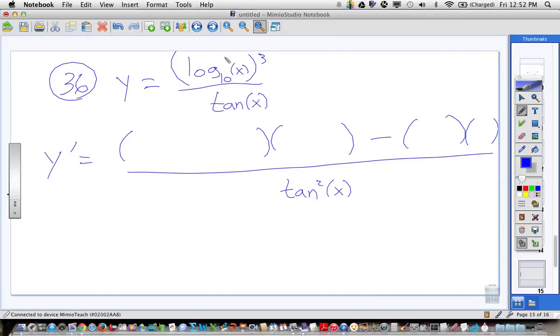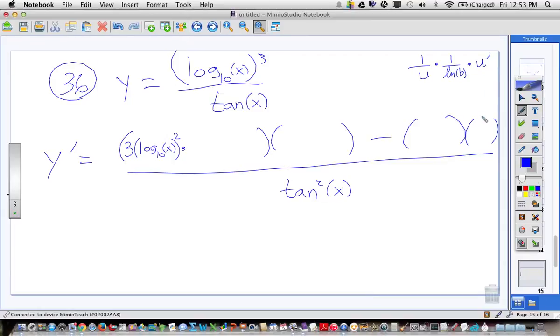So now I need to do the derivative of the top. That's what's going here. So it's a power rule. I'm going to bring the 3 down in front. I'm going to leave the log base 10 alone, to the second power, times the derivative of the inside. What's the derivative of a log base 10? I'm going to use the u, but it's 1 over u times 1 over ln of the base, whatever that is, and then times the u prime.